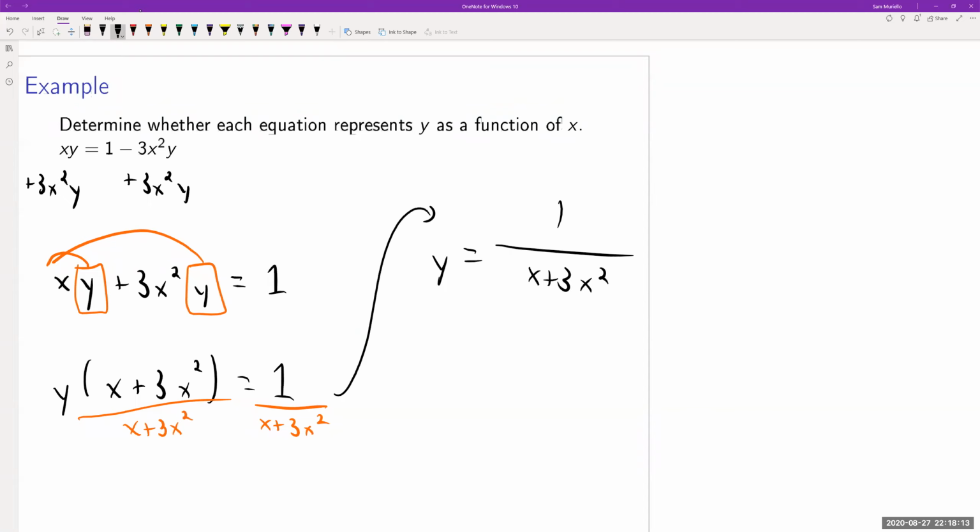Great. I never did a square root. I never did anything where there would be a question about whether or not there were multiple answers. So I do indeed have a function.